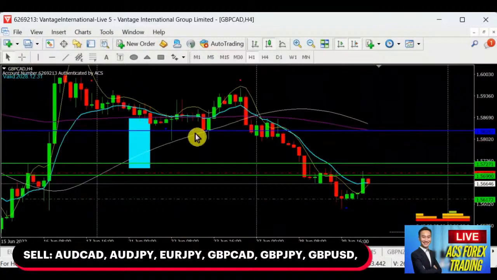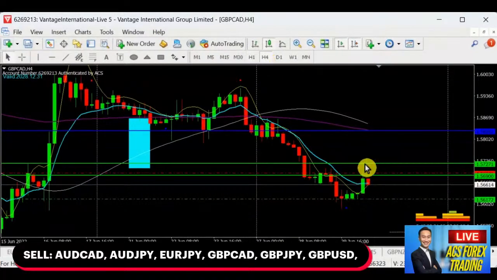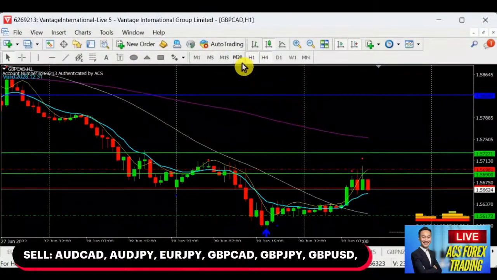Powcat again. Wow, Powcat is good. Powcat has tested the resistance. This is something good about this Powcat over here, guys. For H4 it tested immediately, and H4 has actually turned down. So H1 is giving a selling cycle at this point here, which is good.